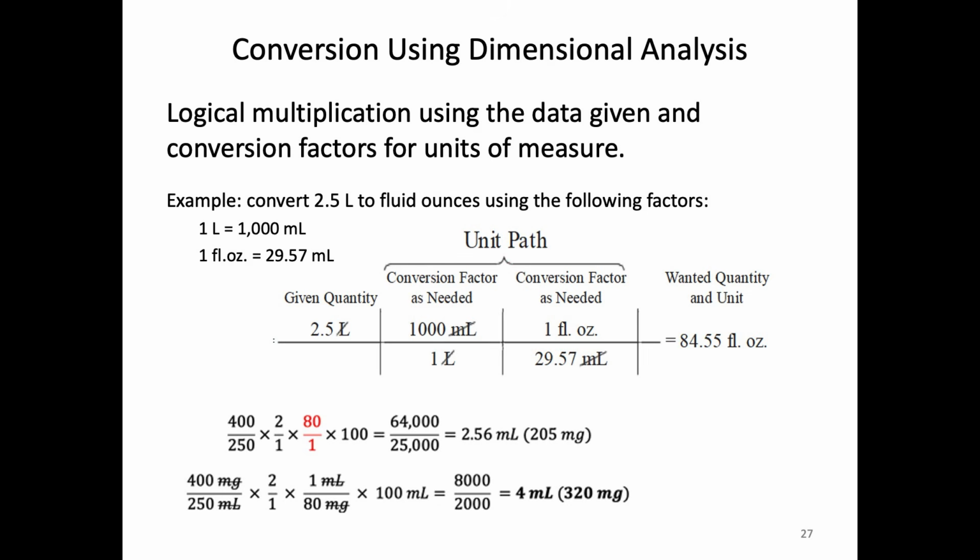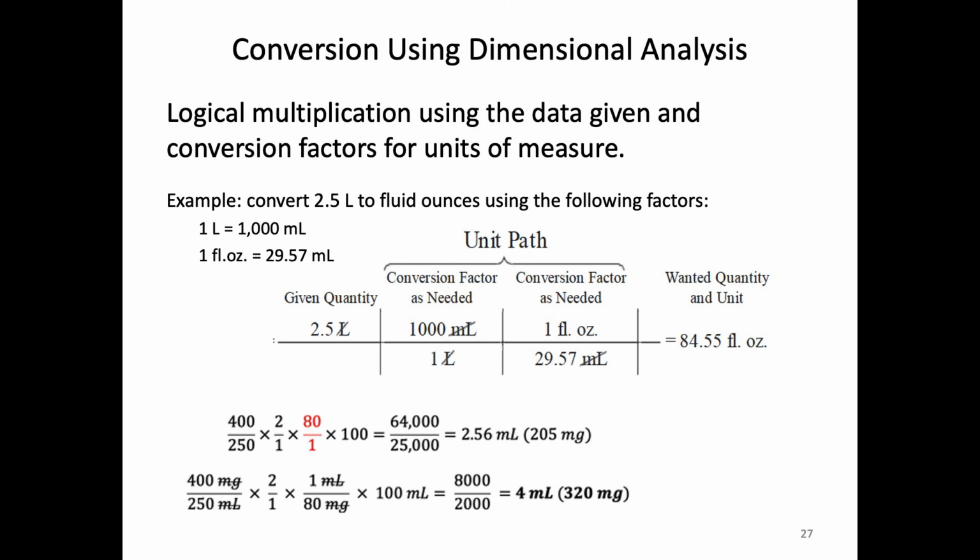In this example, let's convert 2.5 liters to fluid ounces. Like on the exam, I will give you conversion factors like 1 liter equals 1,000 milliliters, or 1 fluid ounce contains 29.57 milliliters. So that's not the trick. The trick is knowing how to multiply or divide the different numbers to get to the right answer.